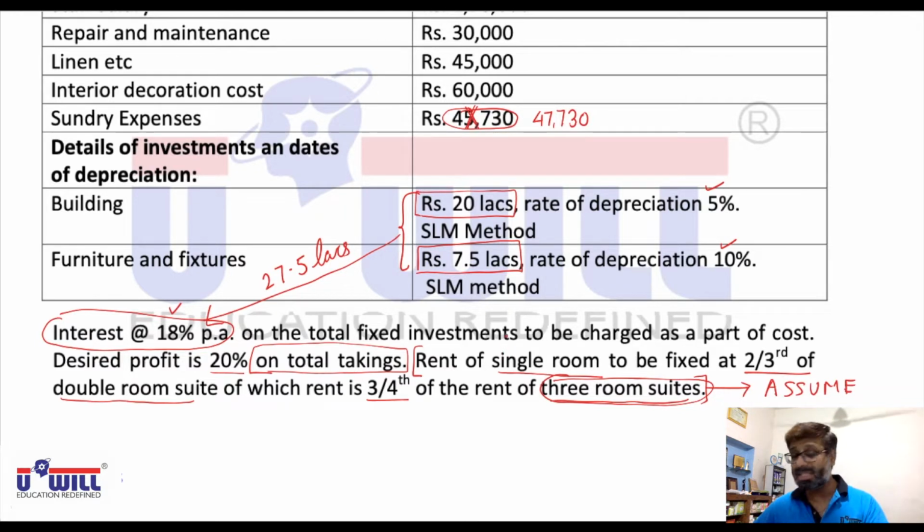In past questions it had been given in reverse. Double room's rent was given as maybe 2.5 or 3 times of single room. 3-room was given as double of double room. So we assume single room's rent as 1.